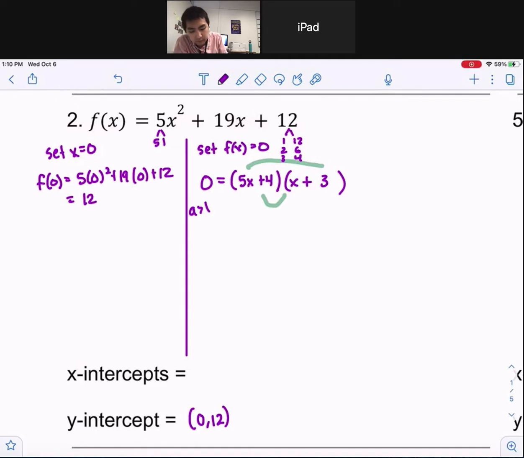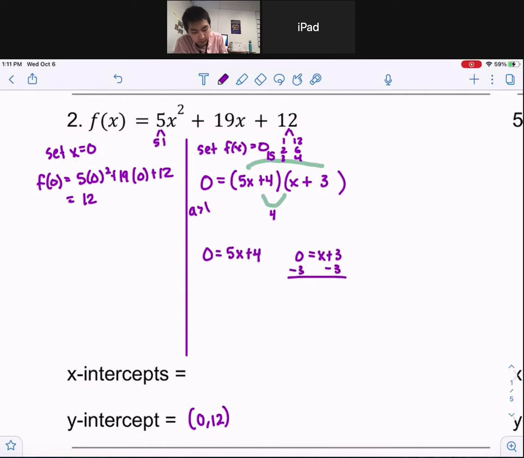Because look, 4 times x, well, it's a 4x, but I'm just going to write the coefficient 4. 5x times 3, that's 15. What is 15 plus 4? That's 19. As a result, those are your factors. And now to find your x-intercept, you set both factors equal to 0. And then you solve.